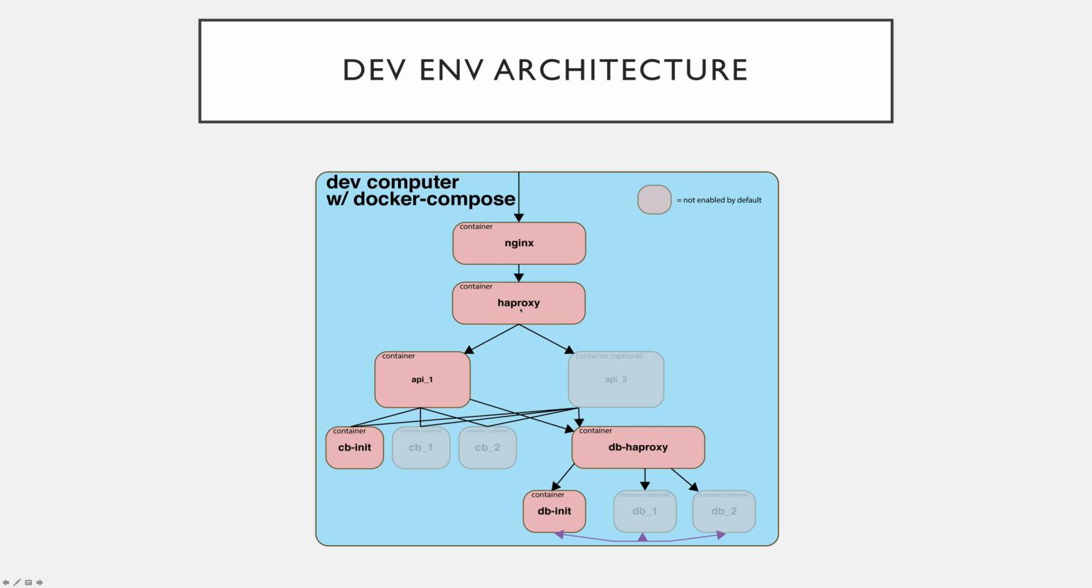That goes down into HA proxy, which in the development environment, there's only one of each of these due to resources. In the testing and production environment, we'll see that there are more than one of these for failover. And by default, there's only one of API and only one of Couchbase, and so on. So HA proxy will route to whichever API containers are enabled. You can certainly enable 2. You can enable 20 API containers on your machine if it has the resources to handle that.